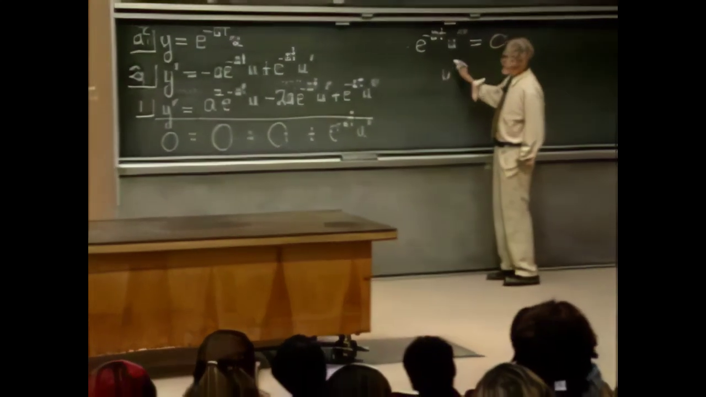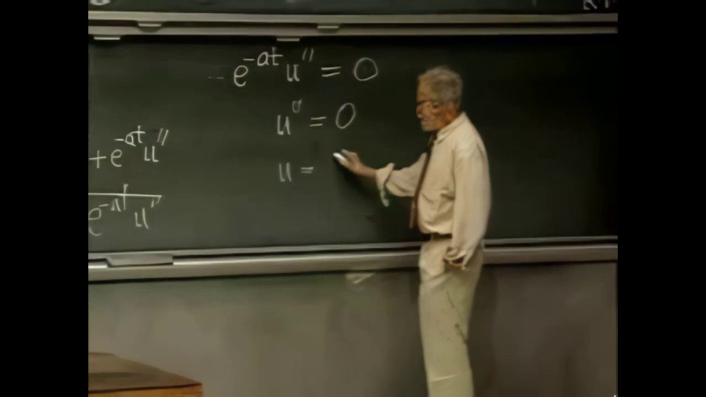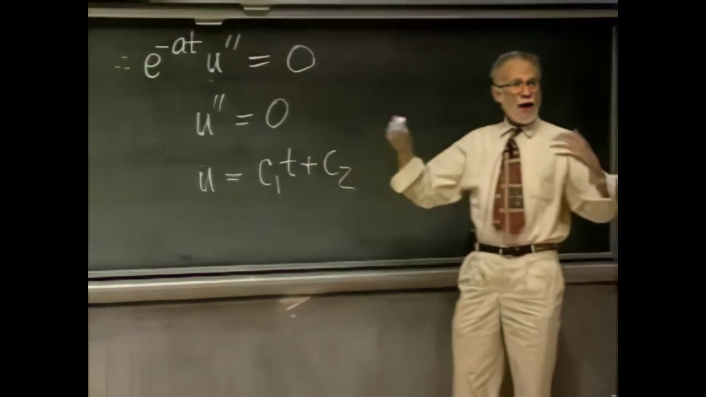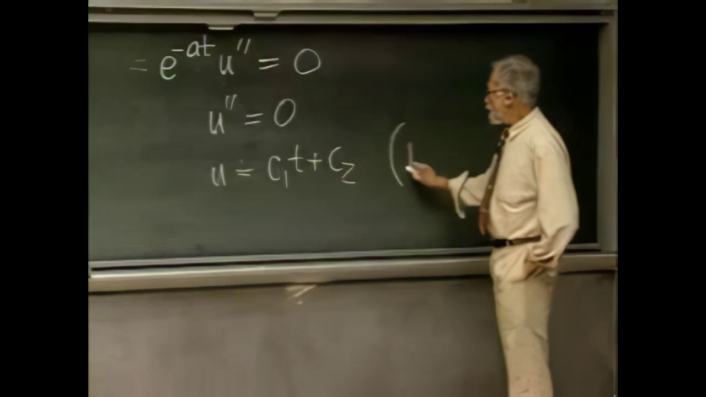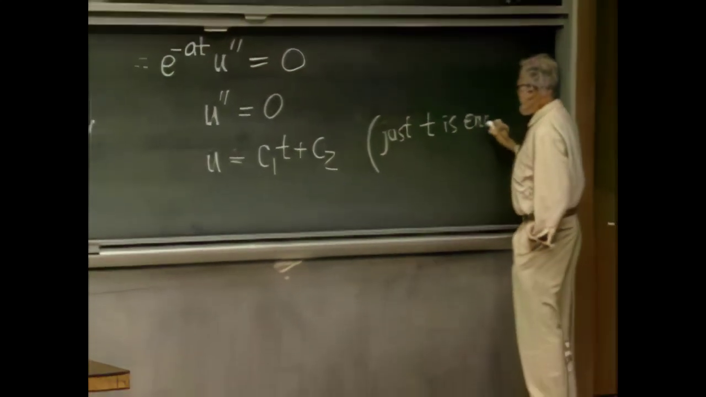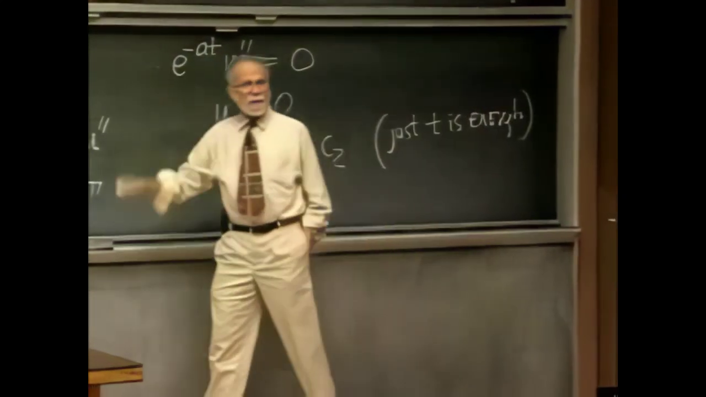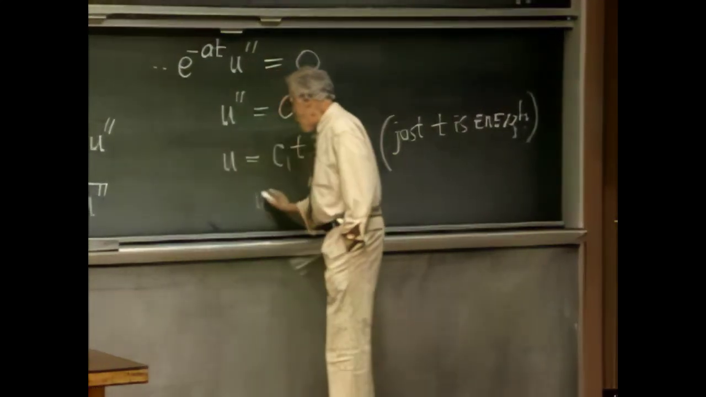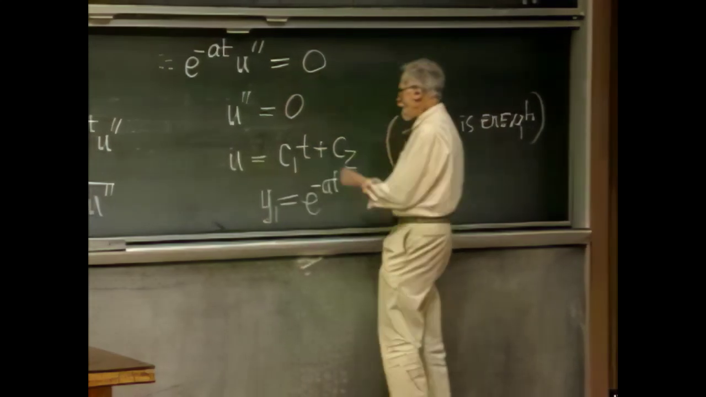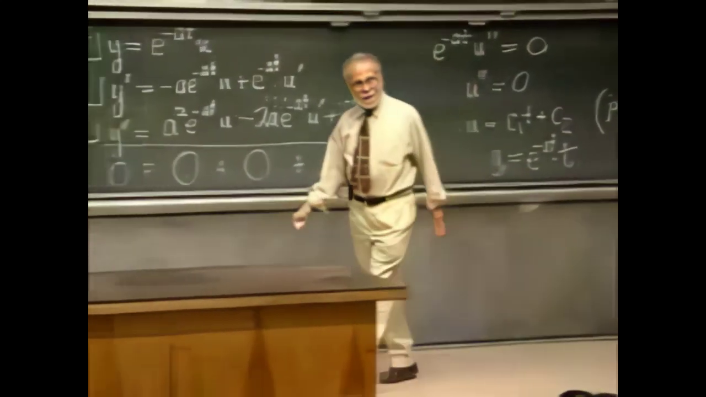So please tell me, what's u double prime? It's 0. So please tell me, what's u? It's c1 t plus c2. Now, that gives me a whole family of solutions. Just t would be enough, because all I'm doing is looking for one solution that's different from e to the minus at. And that solution, therefore, is y equals e to the minus at times t. And there's my second solution.